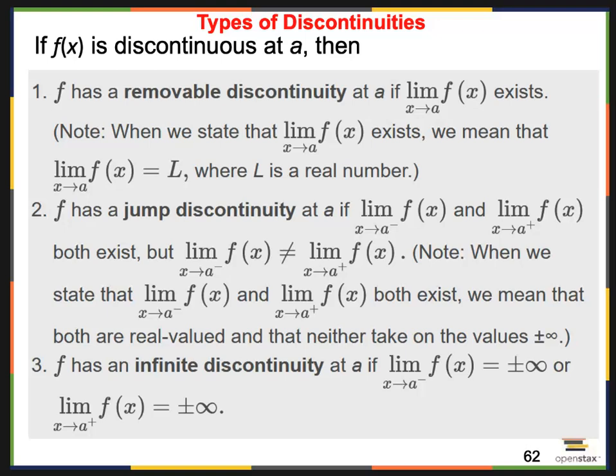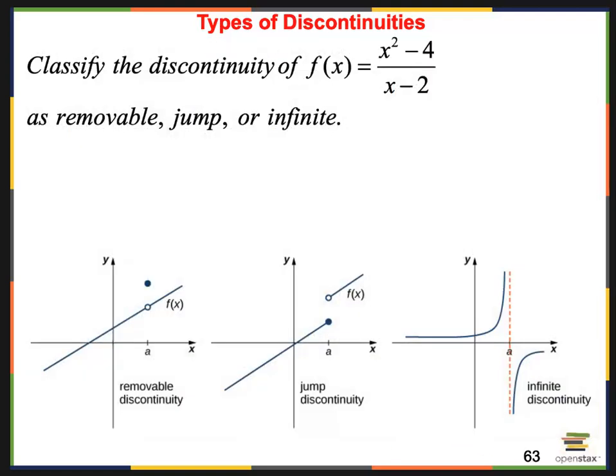And then we also have infinite discontinuities, and that's where our limits are going to infinity. And just remember, infinity is not a real number. Okay, so here's what we're looking at as our different types of discontinuities. Here we have a removable discontinuity, so you can see the limit exists, but the function value does not equal the limit. Here we have just a jump discontinuity where the limits do not exist. Okay, and then here's an infinite discontinuity.